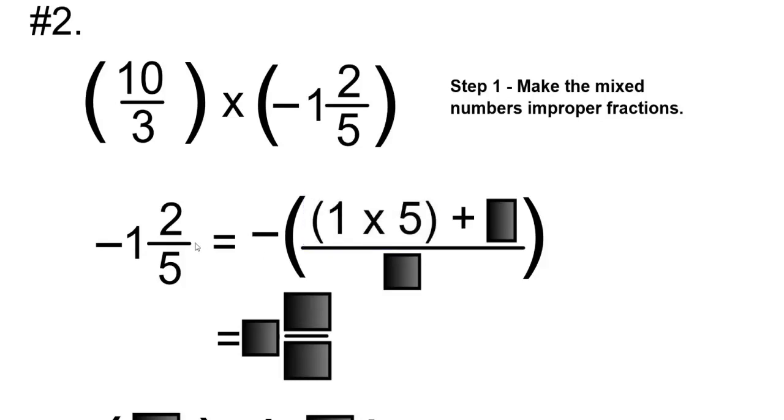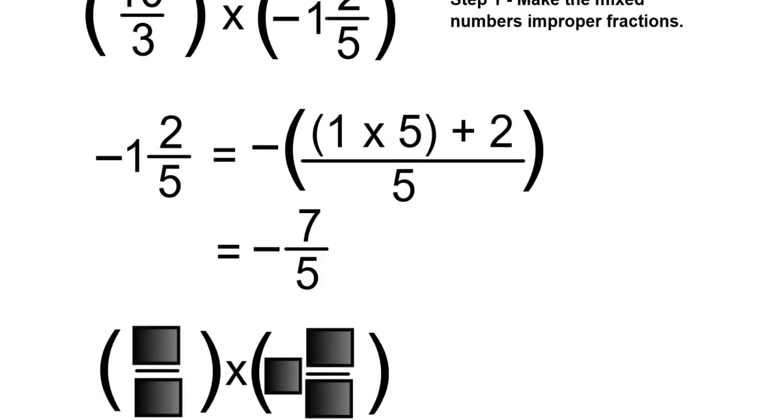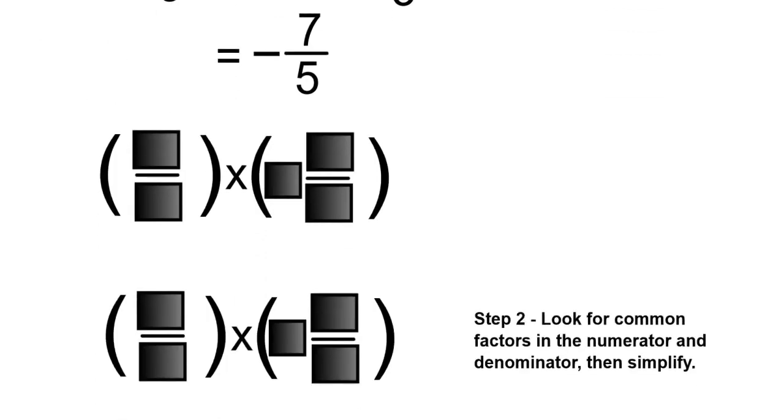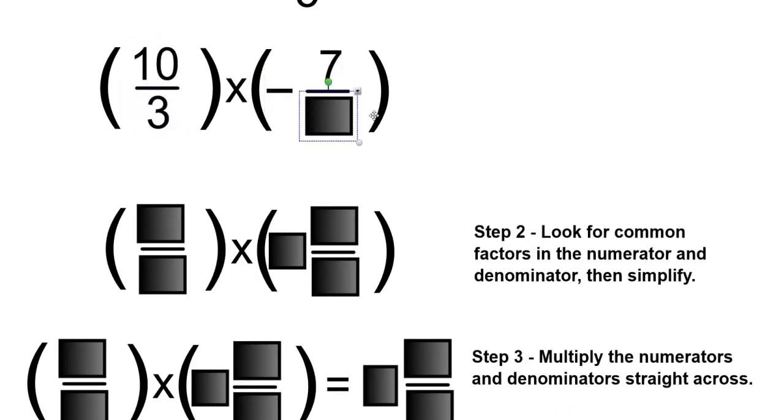1 times 5 plus the numerator of 2, and that will be over 5. Again, the negative sign stays. 1 times 5 is 5, 5 plus 2 is 7, and that's over 5. We can now multiply these fractions. So 10 over 3 times negative 7 over 5.